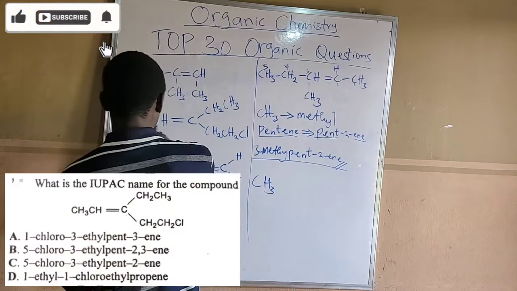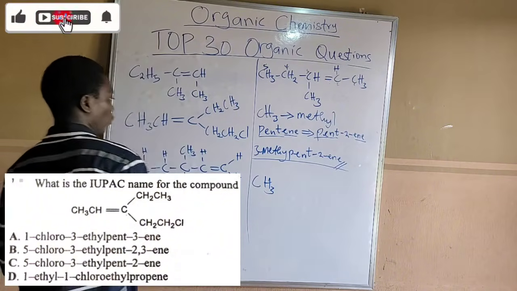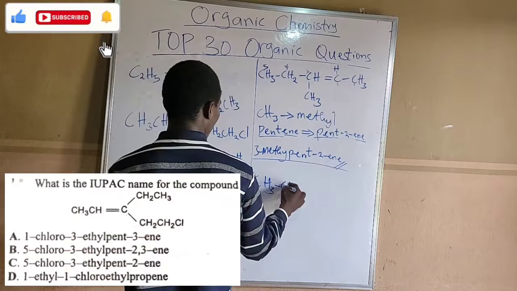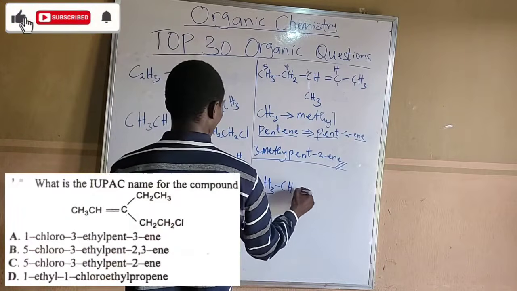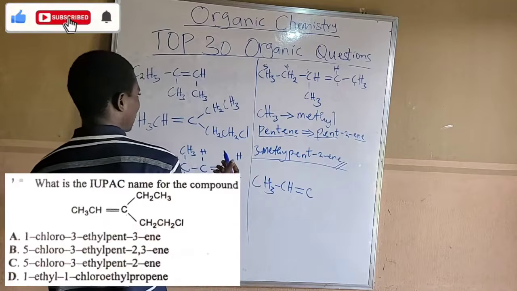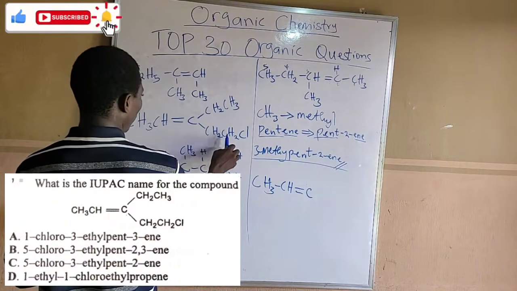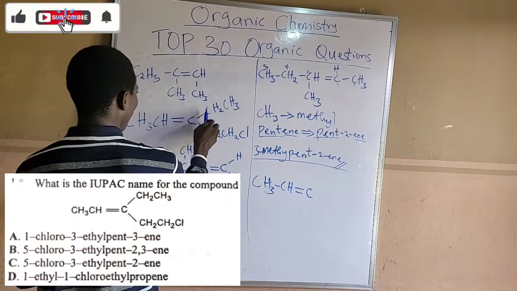I can also write it as CH3. I can put one single bond there. It's still the same thing. CH, put the double bond there. C. Now you pick the longest carbon chain. 1, 2, 3, 4, 5.